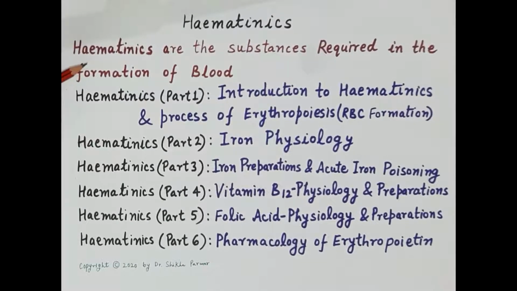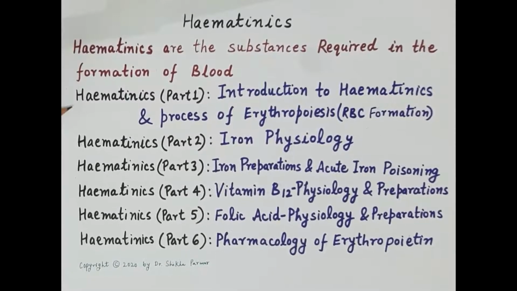Now for the purpose of simplicity and easy understanding, this topic is covered in 6 parts, that is 6 videos. First part, that is the first video, deals with introduction to hematinics and the process of erythropoiesis. That is a process of formation of red blood cells. Process of erythropoiesis helps us understand how iron, vitamin B12, folic acid and erythropoietin are essential for the formation of red blood cells and how their deficiency results in anemia.